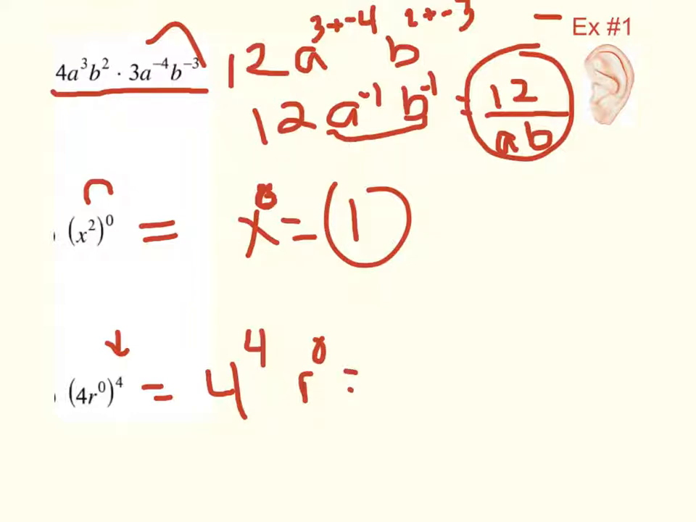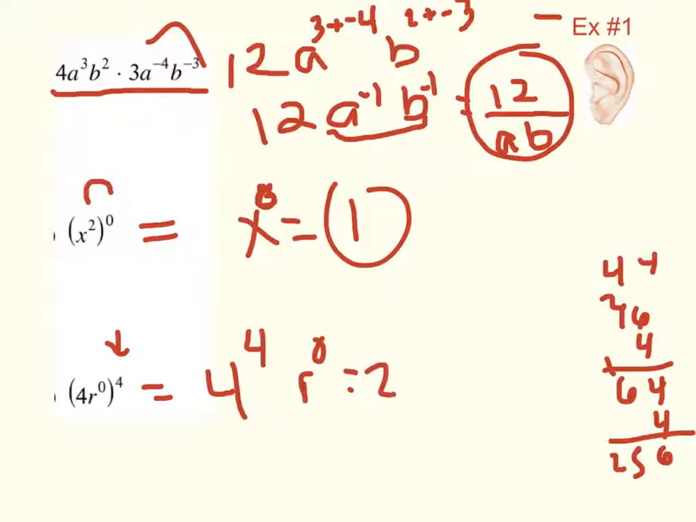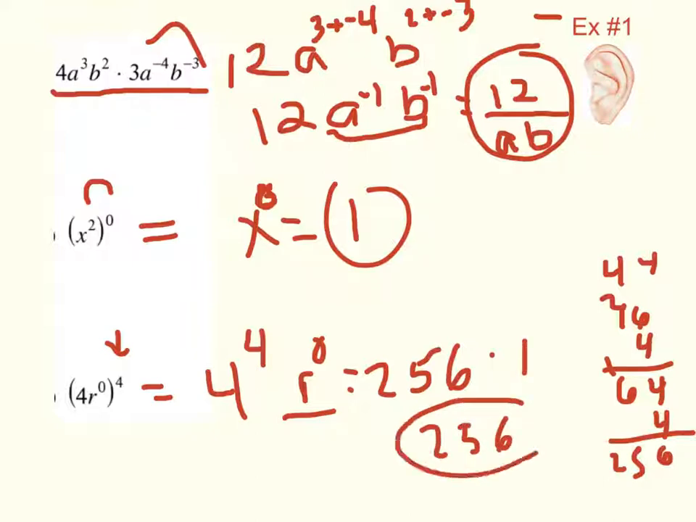4 to the 4th, that's tricky. 4 times 4 is 16. 16 times 4, 24, carry the 2, 4, 5, 64. 64 times 4 is 16, carry the 1, 24, 25, 256. That's a tricky one. Probably use a calculator for that. And then r to the 0 is 1 times 1, which is 256. Okay, so that's your exponent properties.